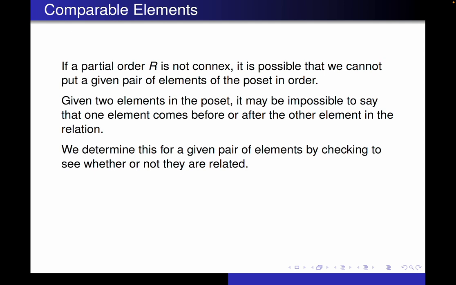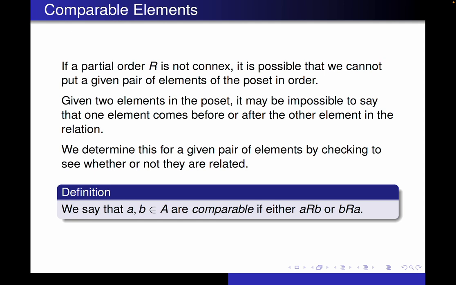And so we can determine whether or not we can put the items in order by seeing if they are related. So we say that two elements A and B are comparable if either A is related to B or B is related to A. Notice that this is saying that when A is related to B, that means A comes at or before B. B is related to A says B comes at or before A.